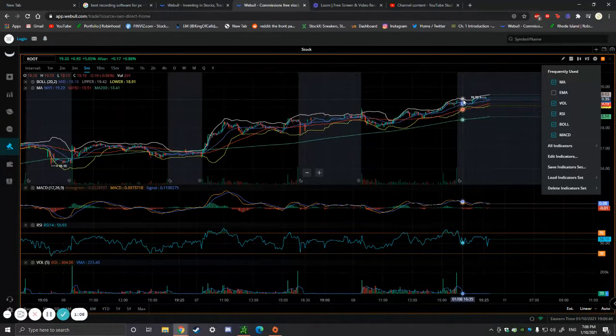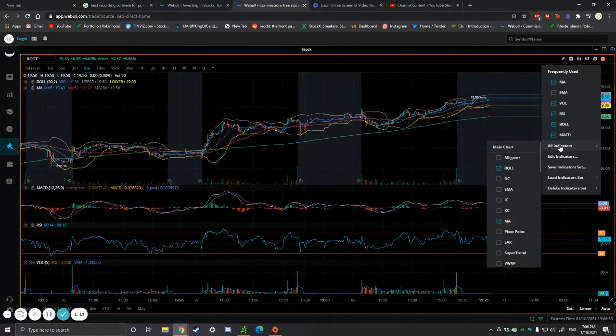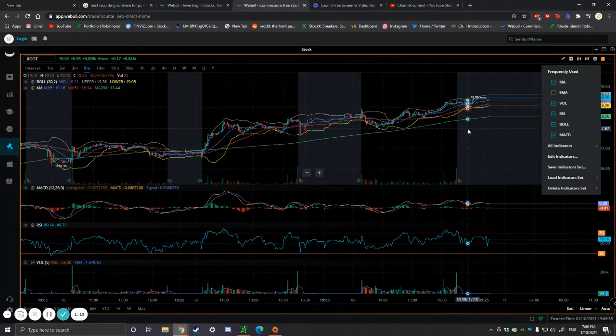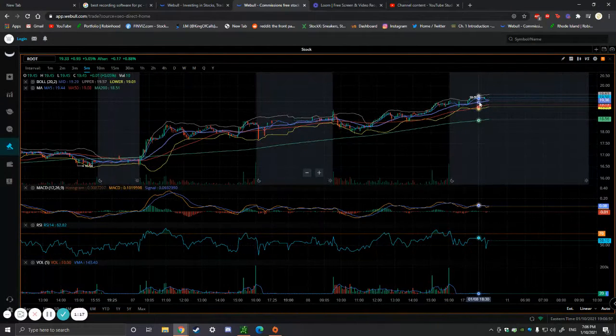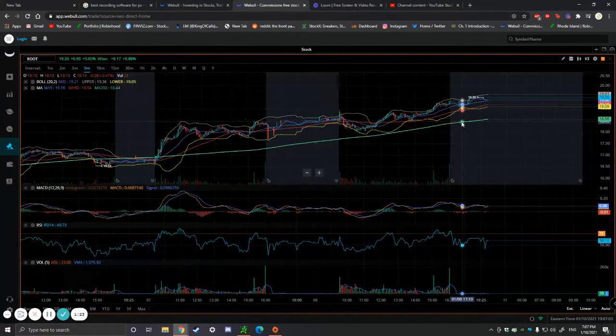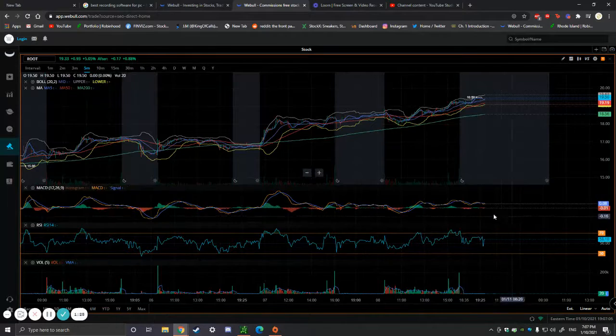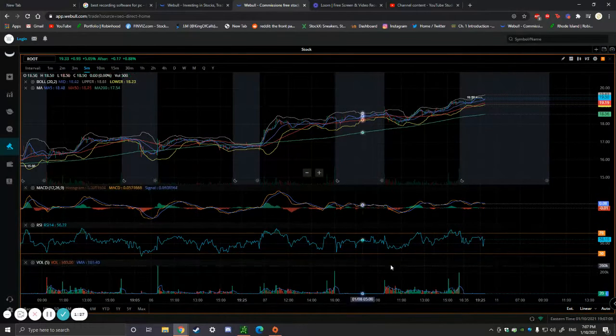That's the yellow, gray, and middle Bollinger Band, the blue one. I like my moving averages, my three moving averages. I have the 5-day moving average, the 50-day moving average, and the 200-day moving average. I have my MACD right here. I have my RSI, and then I have my volume indicator.